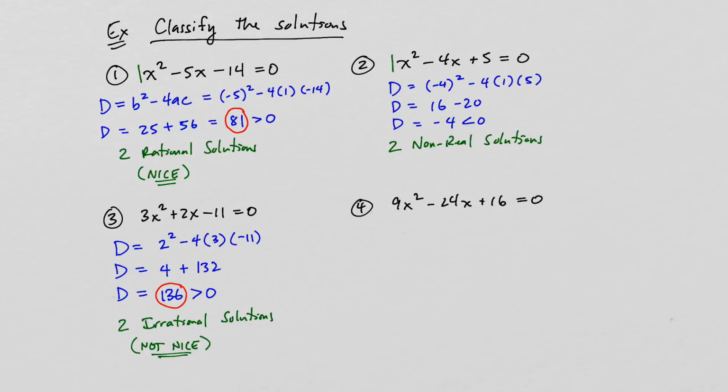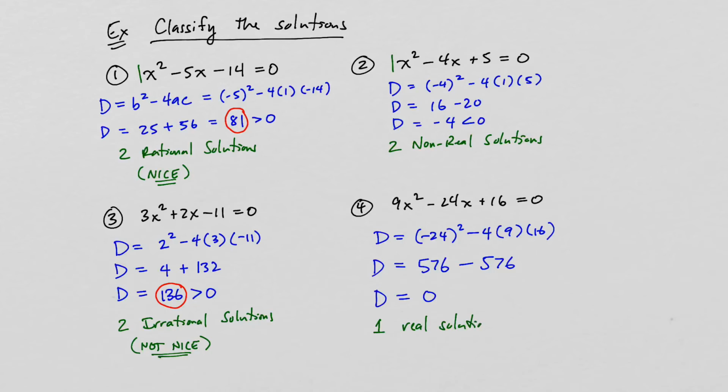Okay, and finally, let's take a look at our last problem here. Let's compute the discriminant. Discriminant is b squared minus 4 times a times c. So we need to multiply negative 24 times negative 24. That should be 576. Please verify that. Minus, and then we have 4 times 9 times 16. Well, 4 times 9 times 16 is 576. So the discriminant here is 0. And if the discriminant is 0, this means you are going to have one real solution. And it will actually be a rational solution because 0 is a perfect square.